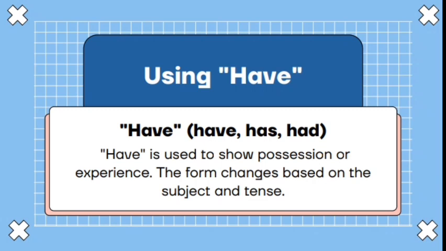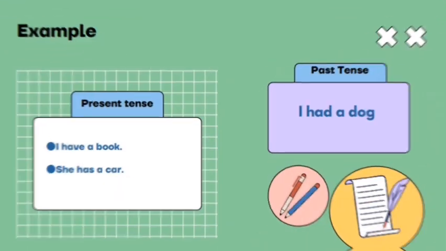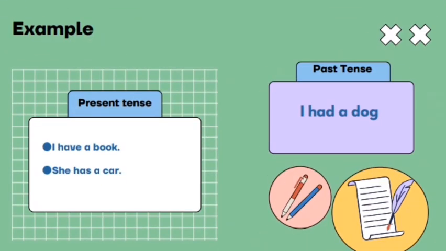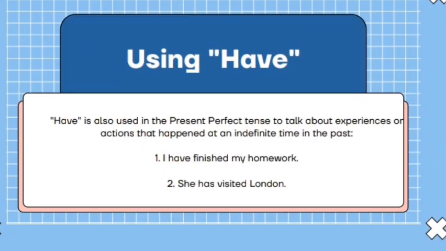Okay, next is using have. Have is have, has, and had. Have is used to show possession or experience. The form changes based on the subject and tense. And the example for present tense. I have a book. She has a car. Next is example for past tense. I had a dog.